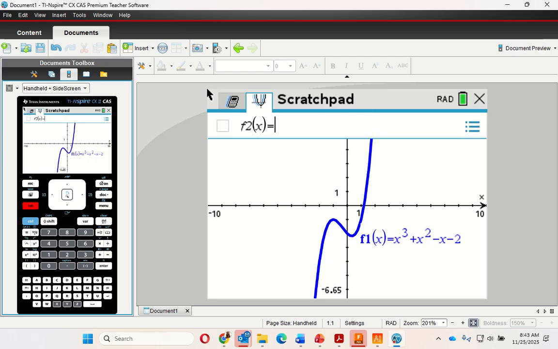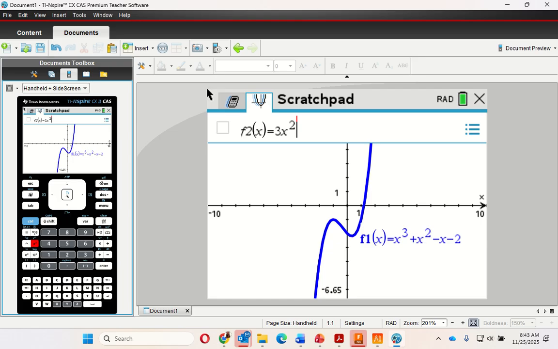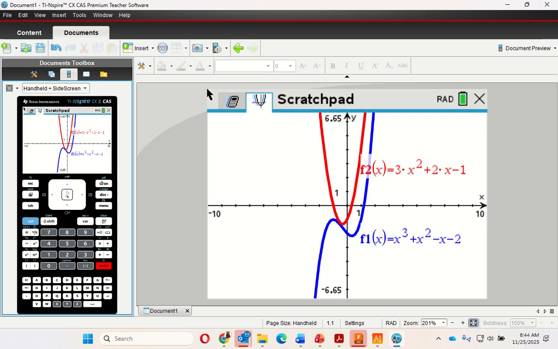Hit tab. In my F2, my second function, I'm going to put my derivative. My derivative was 3x squared plus 2x, like that, right? Okay. Now, I'm not doing this for the graph. I'm doing this to be able to do a couple other things with this.